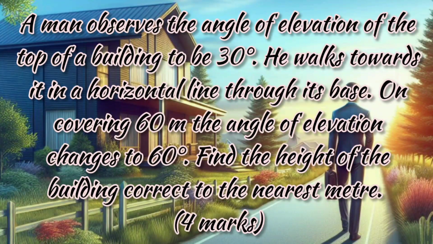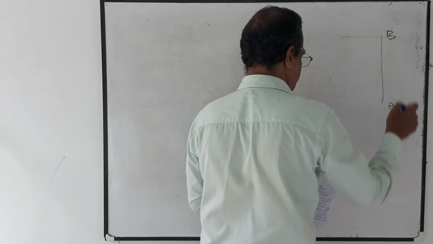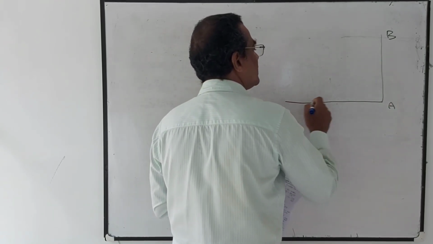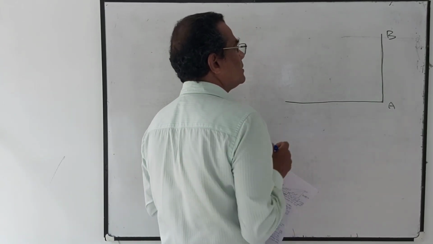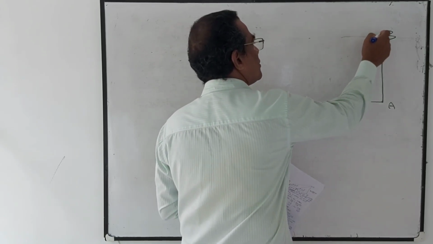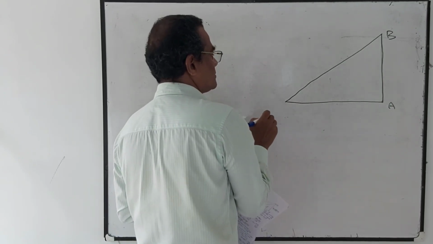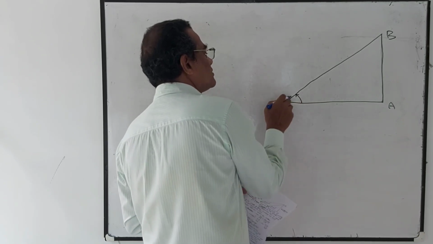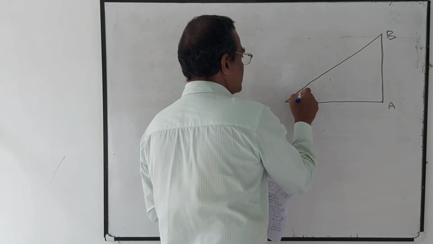So the question is, a man observes the angle of elevation of the top of a building. So there is a building, say AB. The angle of elevation of the top of the building is 30 degrees. So this is the horizontal line with the foot of the building. So a man observes the top of the building. So this is his line of sight. And the angle of elevation of his line of sight with the horizontal line is 30 degrees.